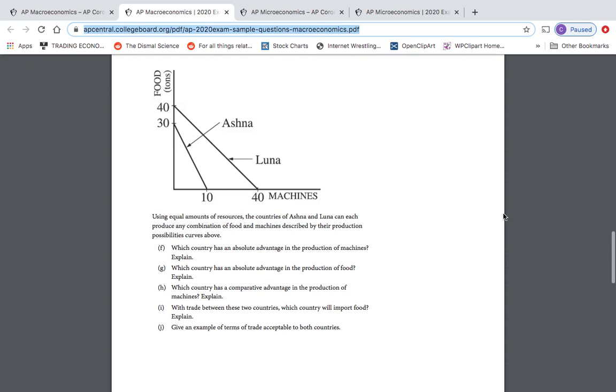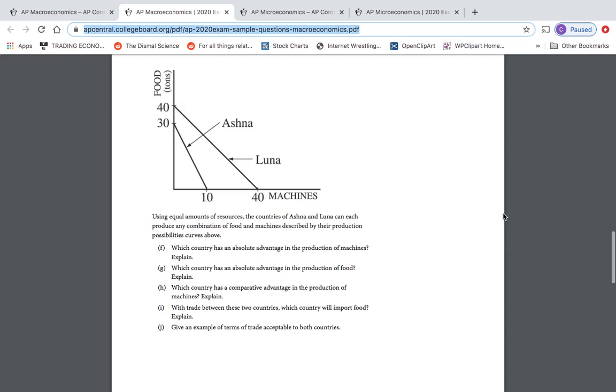Make yourself a chart on your paper. You sketch it out on your paper. You have Ashna, you have Luna, the two goods that they're producing, food and machines. These production possibility curves that you see, they got the straight line, so it's constant opportunity cost. You look at the two extremes. Food is 40 for Luna, 30 for Ashna, and Luna can produce 40 machines if they put all their resources into machine production. Ashna can produce 10 machines if they put all their resources into machine production.